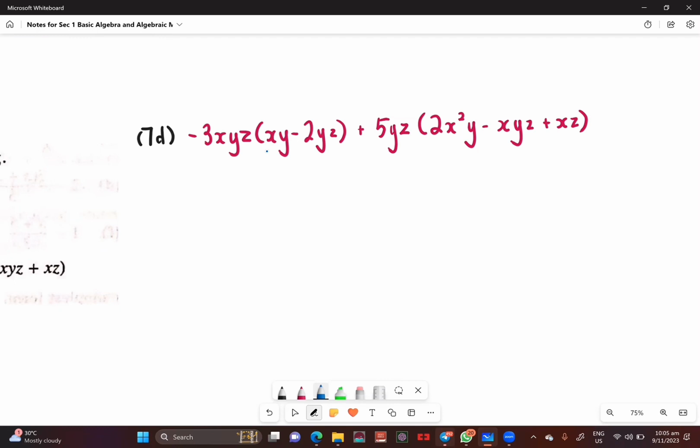Minus 3xyz times xy. How much is that? Minus 3. How many x's do I have? I have x to the power of 2, isn't it? y to the power of 2, z. You see what I'm doing is I'm constantly speaking so that I do not get distracted by my surroundings.